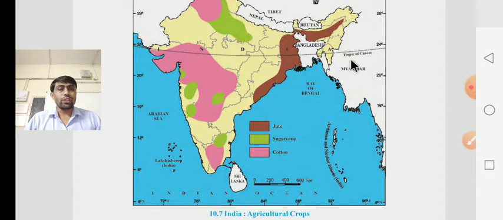Here you just have to see, this is the sign of jute. Jute means shana. This portion is the production of jute. Second one, the production of sugar cane, it means shading. This is the area located for the production of sugar cane. Third one, the area given for cotton, it means kapas. This is the major production portion shown in India's map. It means they show three things: jute, sugar cane and cotton.